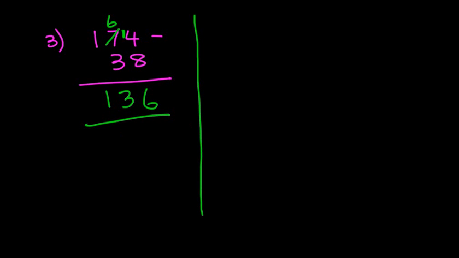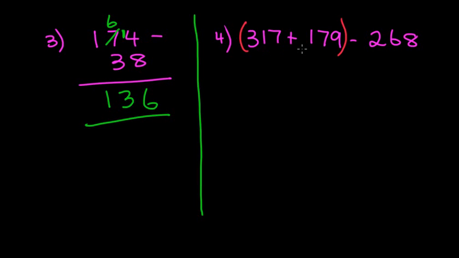Okay. Now for our last example today, we're going to look at a slightly more challenging question. We're going to do 317 plus 179 subtract 268. Obviously it's not in column addition or subtraction form. Because I've got a plus and a minus question, I'm going to do the first one, get my answer, and then I'm going to do the subtraction question. So I'm going to do them in 2 different parts. For the first part, I'm going to do 317 plus 179.